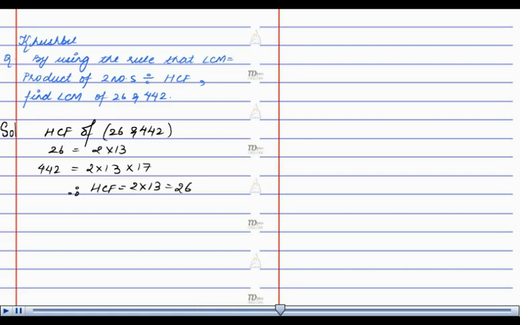Now, using the rule given in the question, we get the LCM as the product of the two numbers, that is 26 into 442, divided by the HCF, that is 26. So, the LCM comes out to be 442. This is the required solution.